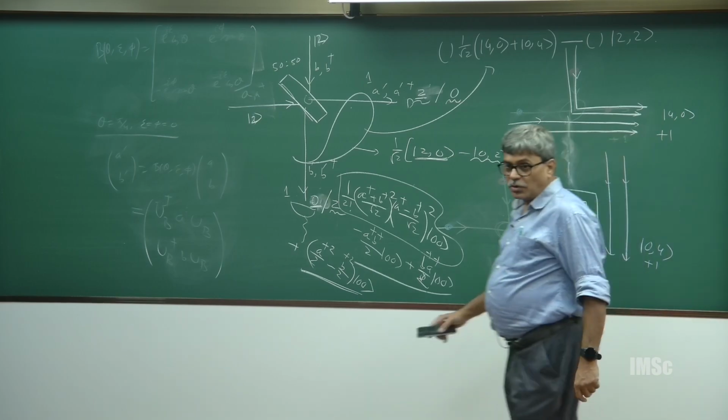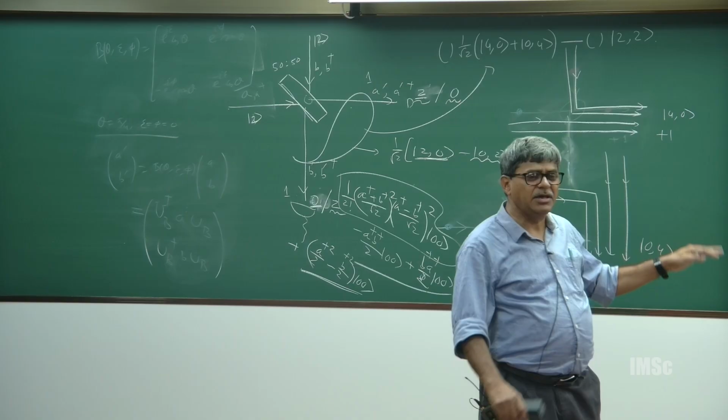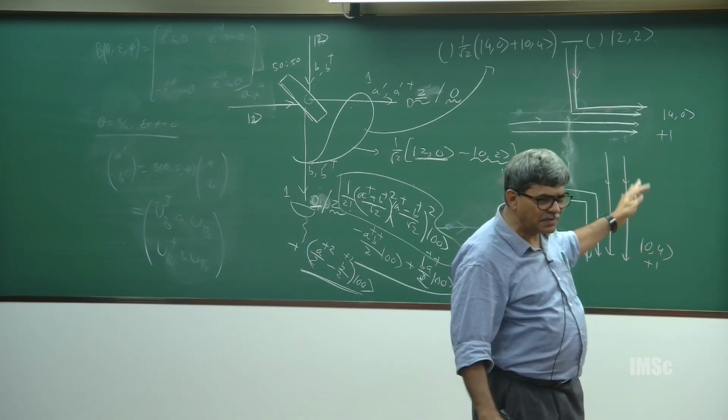The sign convention is only true for the 50-50 beam splitters. This is 50-50. If it is not 50-50, then you will not have this symmetric behavior.